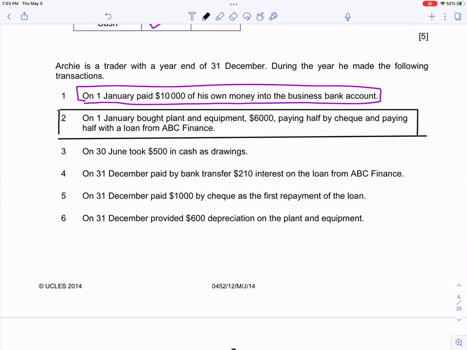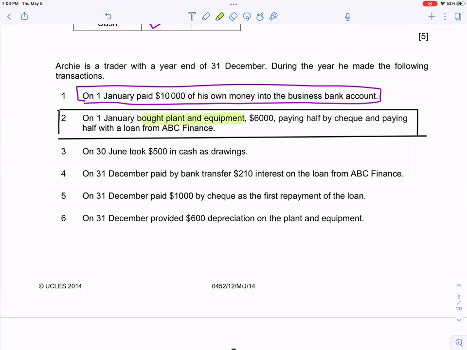Come on, analyze and tell me what it is. Miss, I know that buying, I think it's purchases. Is this plant and equipment goods, or is it an asset? It's an asset. Goods, I think.